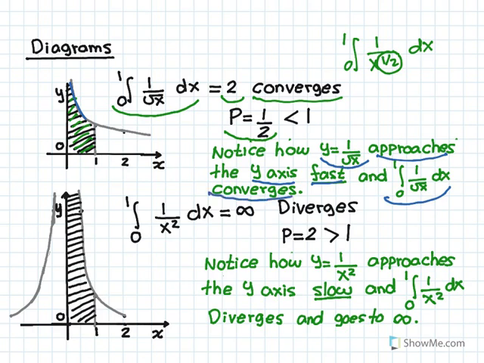But notice that the integral from 0 to 1 of 1 over x squared dx diverged, went to infinity. And of course, the reason was it's a p integral, p is equal to 2, greater than 1. But intuitively, you can see how y equals 1 over x squared approaches the y-axis very slowly. For that reason, it keeps picking up more and more area, and the total integral from 0 to 1 of 1 over x squared dx diverges and goes to infinity.